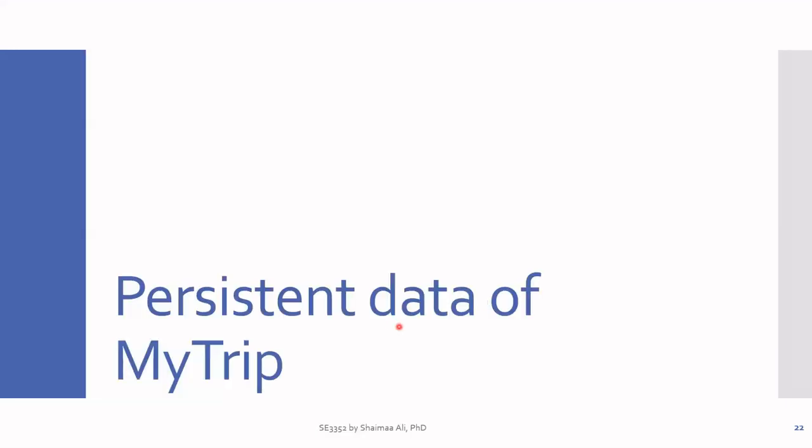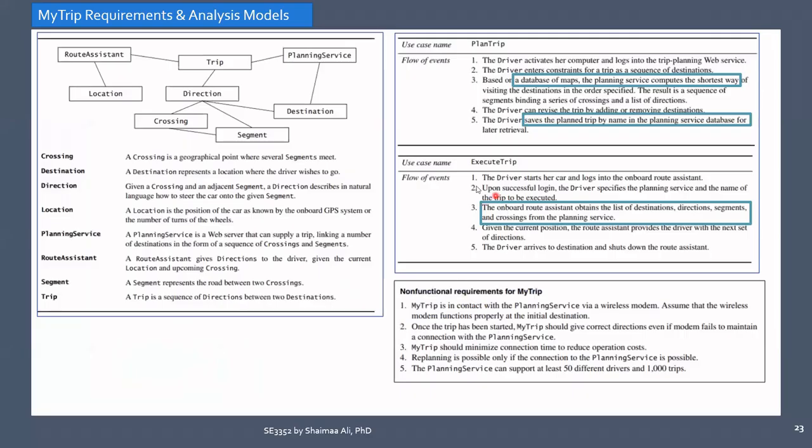Now let's go to the MyTrip example and see how we are going to handle the persistence of the data there. When we look at the requirements model, you will see that persistence was directly mentioned: the planning subsystem needs to store the maps and other things in a database. It also mentions that the planned trip should be saved by name in a database. The execute trip component also mentions that it retrieves data from the server, and it might need to store them locally as well.